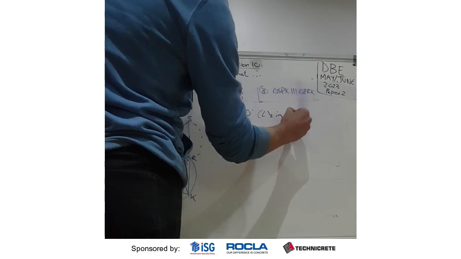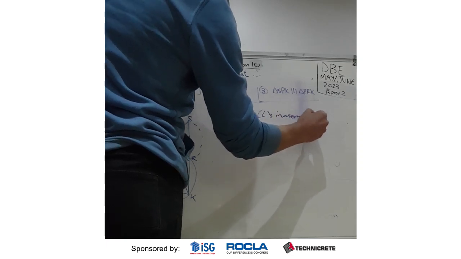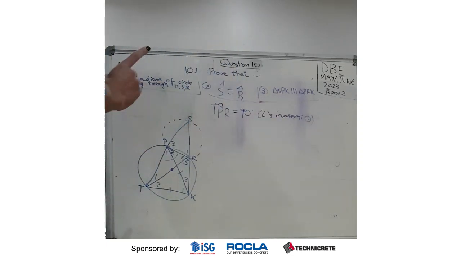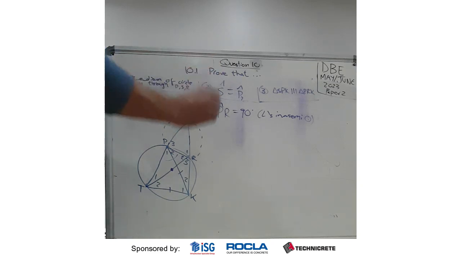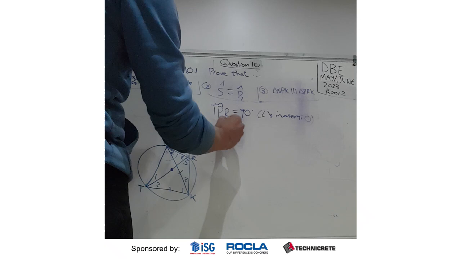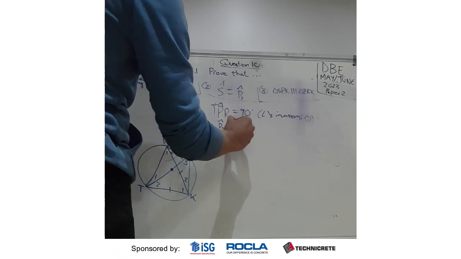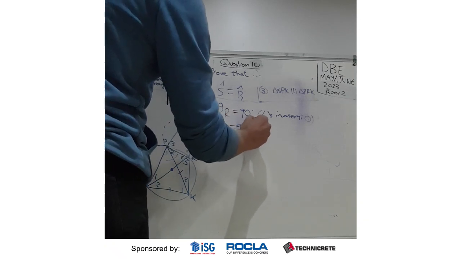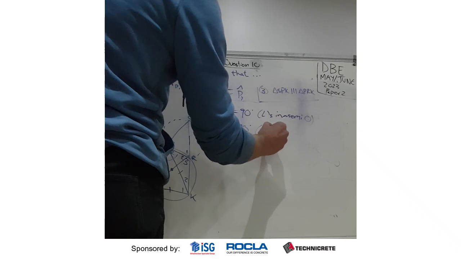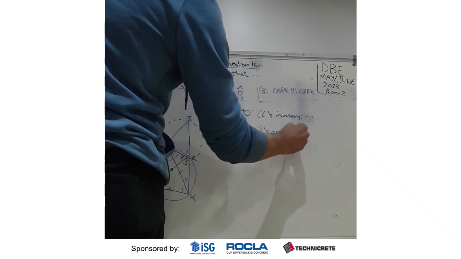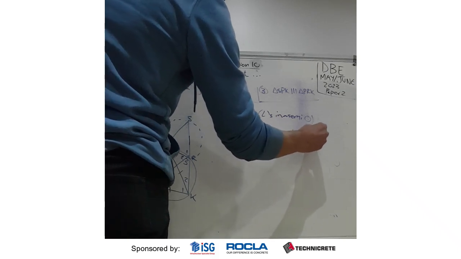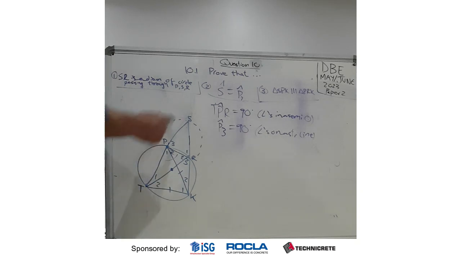Angles in a semicircle. Furthermore, this angle right here should be 90 degrees because of angles on a straight line. TPS is one straight line.